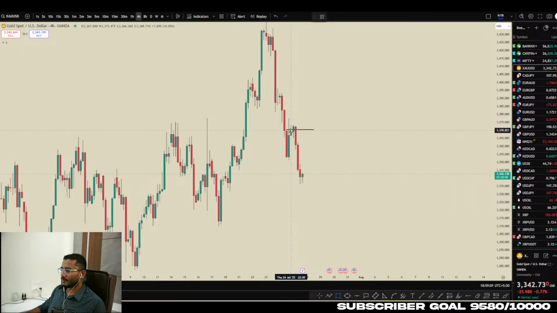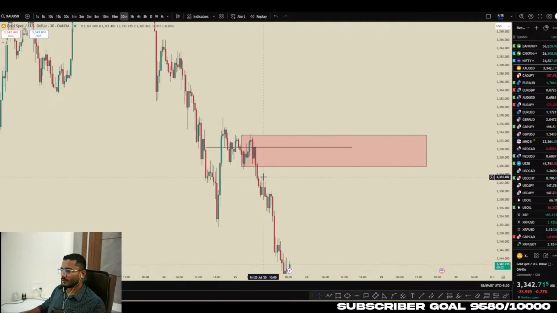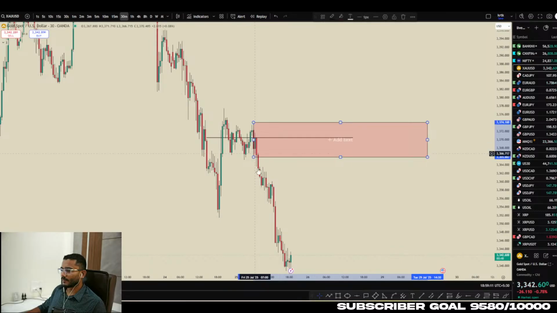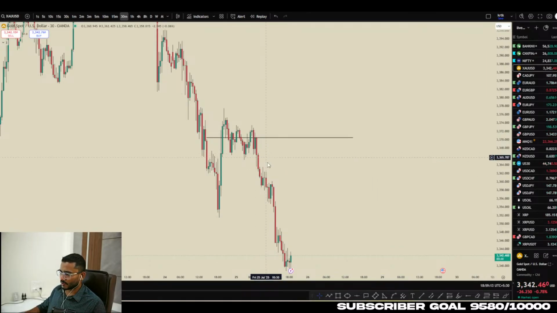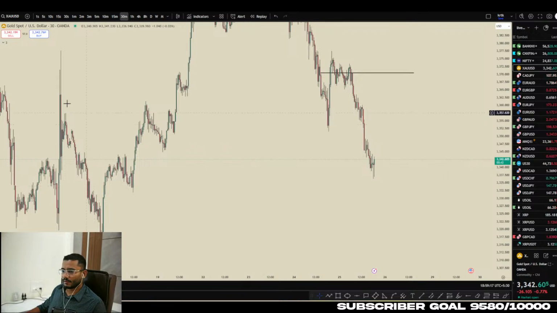Right now, let's go to 30 minutes. But this is not showing any, like, there is no inducement here. So let's wait for price to create a new structure. Right now, I think we can expect a bullish move from this order block.